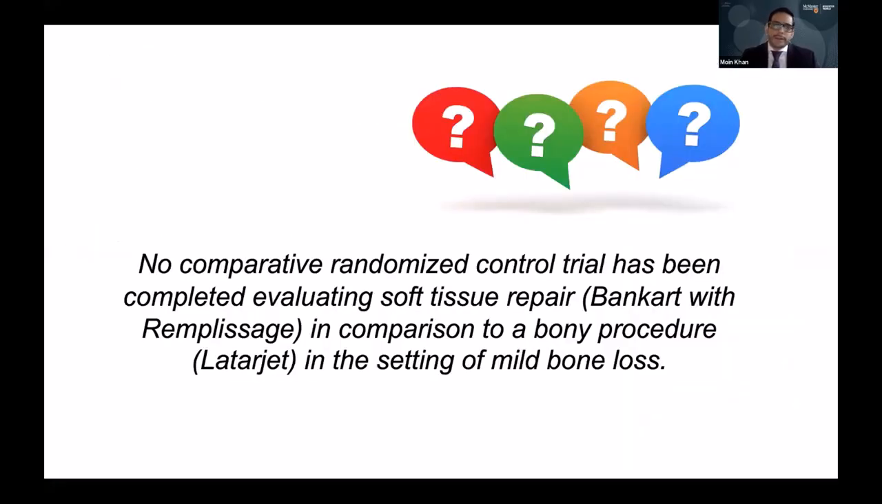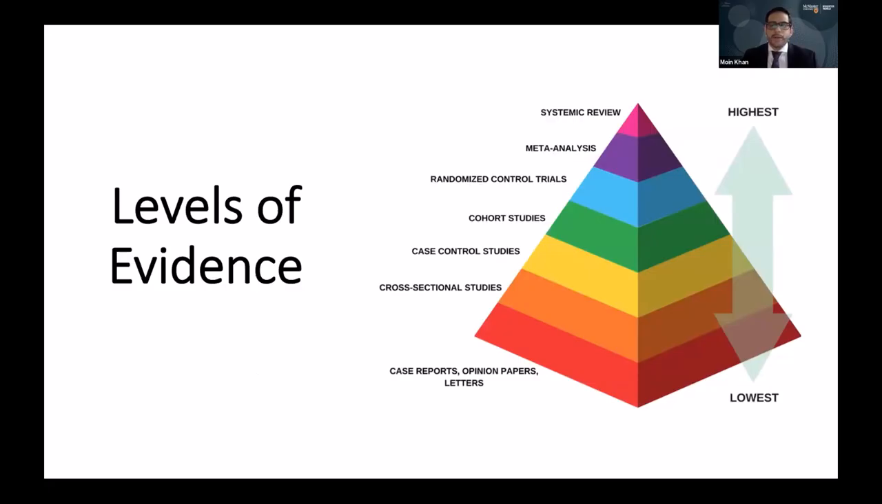Now, the important thing to recognize when looking at the literature is there is no comparative randomized control trial that has been completed yet evaluating soft tissue repair, Bankart with remplissage, in comparison to bony procedures, such as the lateral J, in this scenario of subcritical glenoid bone loss. So when you're making your decisions for your patients, if you're making decisions based on cohort studies or case control studies, really you're doing a disservice, or we are doing a disservice to our patients, because we are not applying the highest level of evidence available. So really, if we have randomized control trials, it is much more useful when we are making treatment decisions.